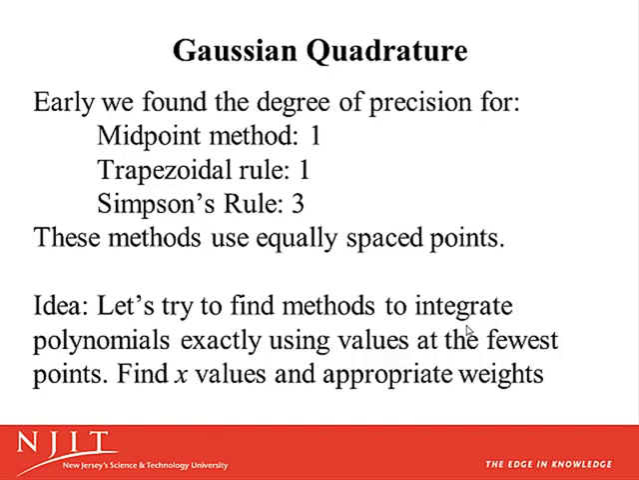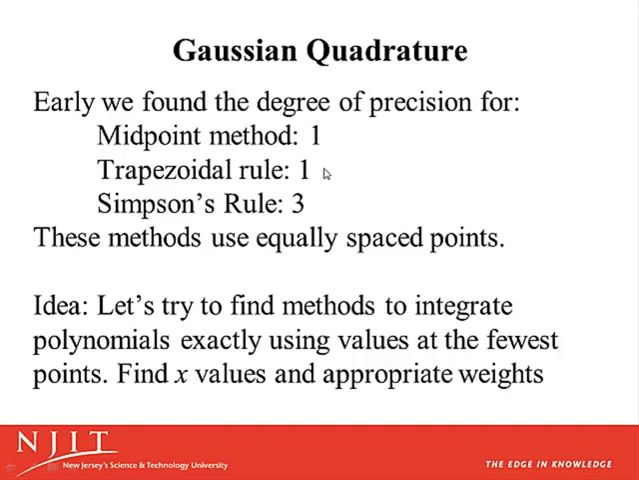The midpoint method just uses the y value at the middle of the interval and multiplies by the width of the interval to get the area of the rectangle. You add those up, and you get an approximation for the integral. The midpoint method has degree of precision 1, meaning that it is exact for constants and linear functions, y equals x to the 0 and y equals x to the 1, but not exact for y equals x squared. Therefore, the highest power for which it's exact is 1, and so we say the degree of precision is 1. Similarly, the trapezoidal rule is exact for constants and lines, so it too has degree of precision 1.